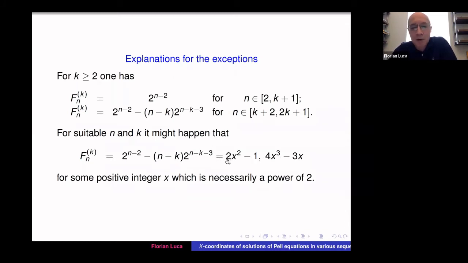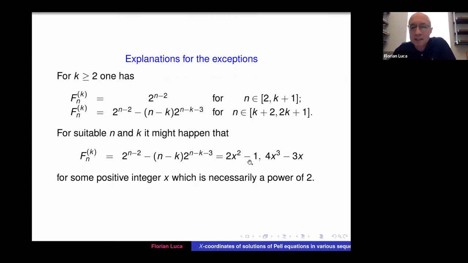For example, you would say, okay, I'm looking for an expression like this. I want n minus k minus 3 to be equal to 0, and maybe n minus k to be equal to 1, or n minus k to be equal to 2, and then if n minus k is equal to 2, then n minus k minus 3 becomes negative 1.